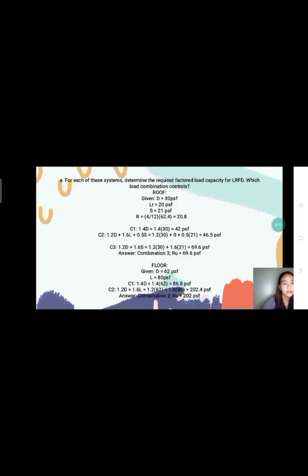And for the floor given, D is equal to 62 PSF and L is equal to 80 PSF. For combination 1, 1.4, substitute the value: 1.4 times 62 is equal to 86.8 PSF. For combination 2, 1.2D plus 1.6L is equal to 202.4 pounds per square foot. So the answer for the floor is combination 2, which is 202 pounds per square foot.